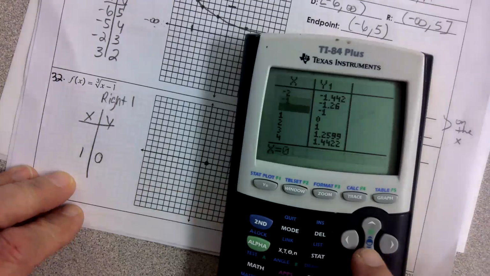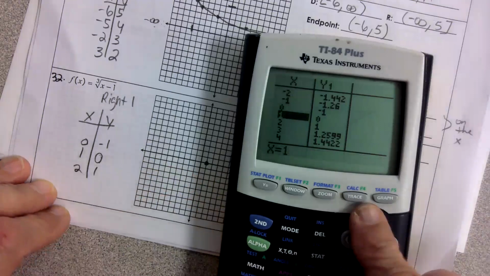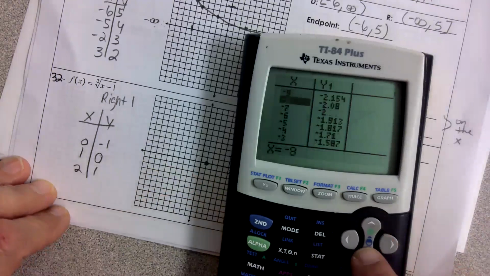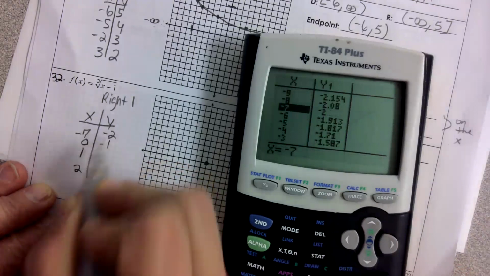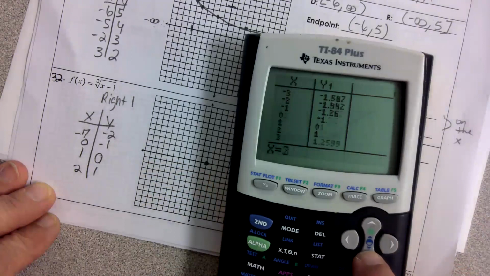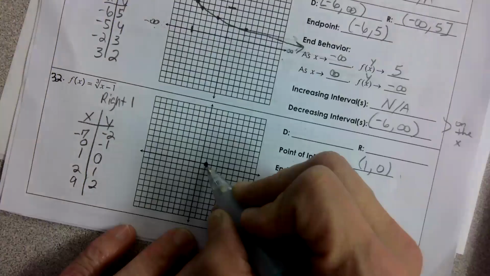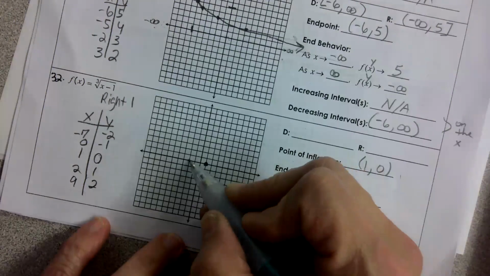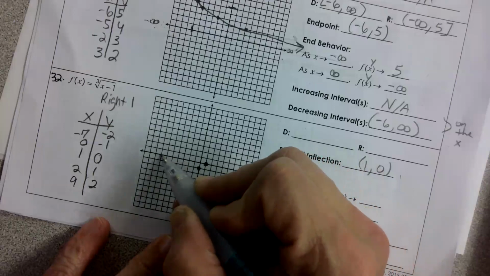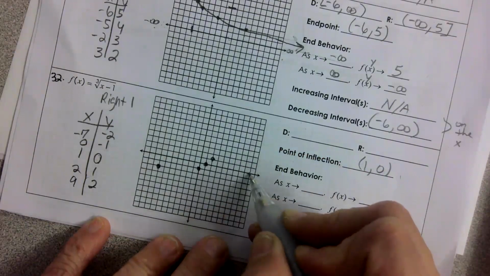And so I've got 0, -1, 2, 1. Go up to the next whole number, -7, -2. Go the other way after 2, I mean 9, 2. Okay. So that's going to be 1, 0, 0, -1, -7, -2, and then 2, 1, 9, 2.